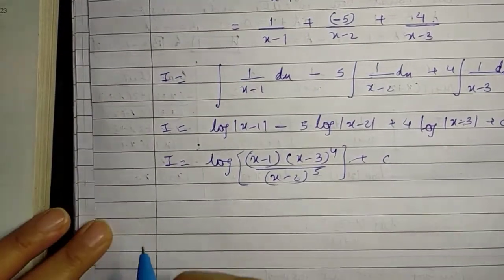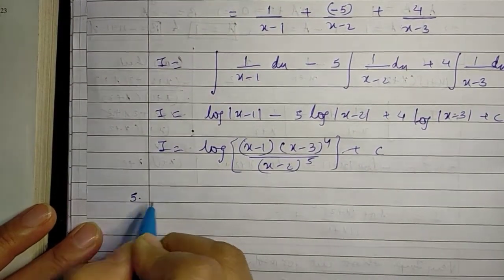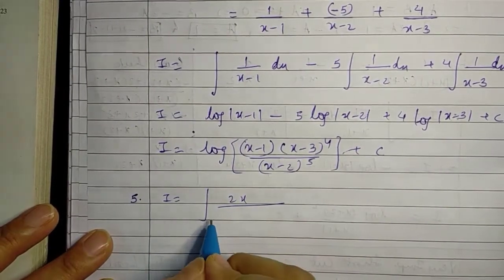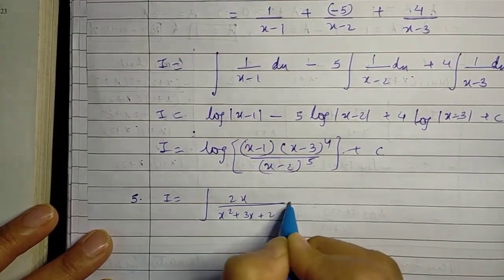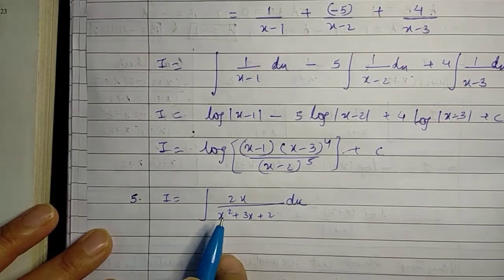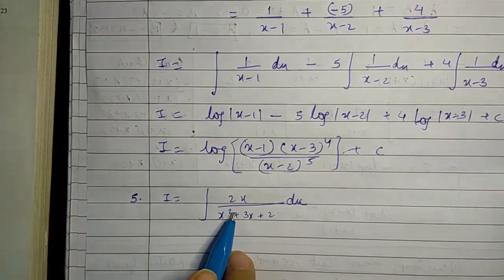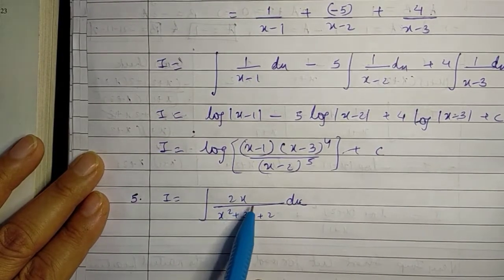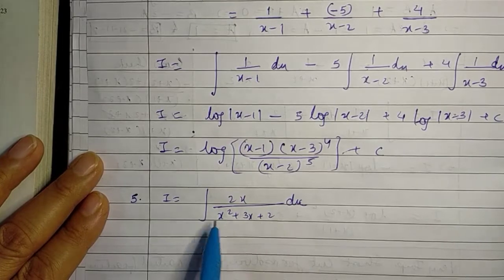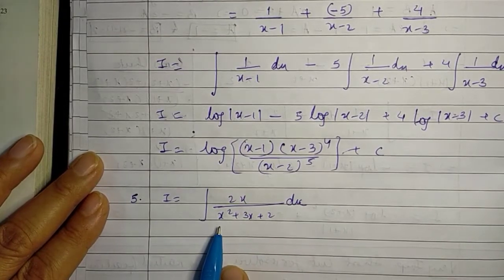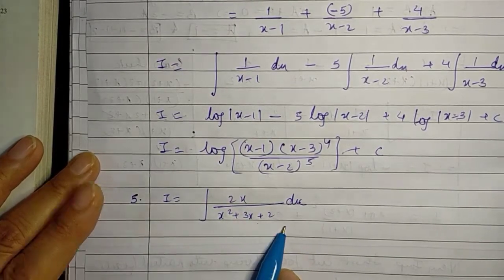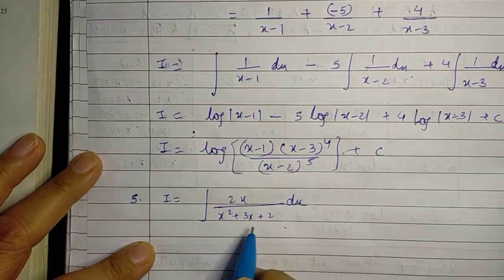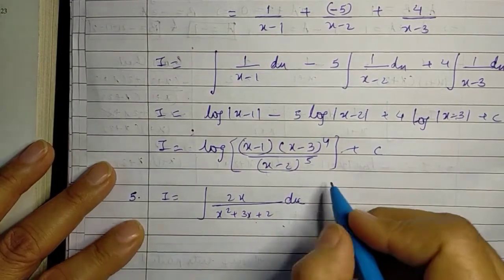For example, if we take the fifth one, in the fifth question we can see it is 2x over x squared plus 3x plus 2 into dx. Now here, either you can use the method given in the previous exercise, that is, it is in the form px plus q upon a quadratic which is ax squared plus bx plus c. So either you can use that, but easier is if you can resolve it into partial fractions. It will be lots easier and faster.